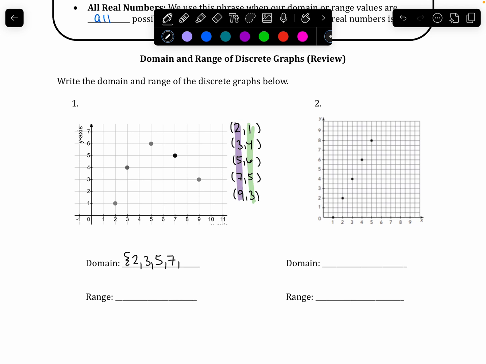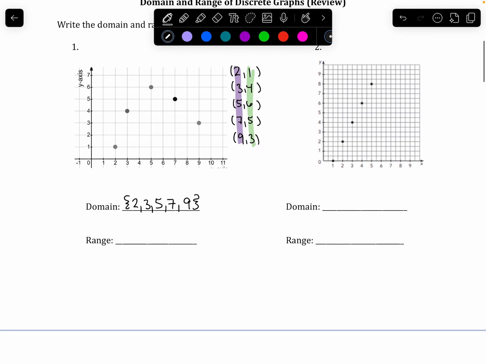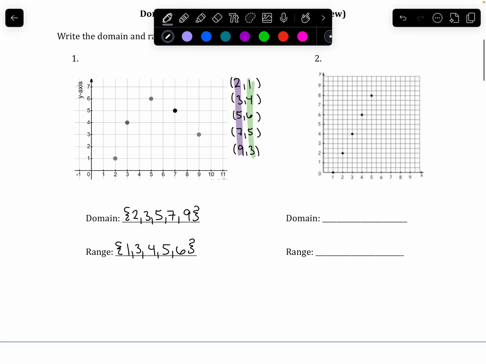So we've got a 2, a 3, a 5, a 7, and a 9. Now what we're going to do is we're going to write our range values down. We got a 1, I see a 3, I see a 4, I see a 5, and I see a 6. You don't have to write them in order, but that's what I'm going to do.